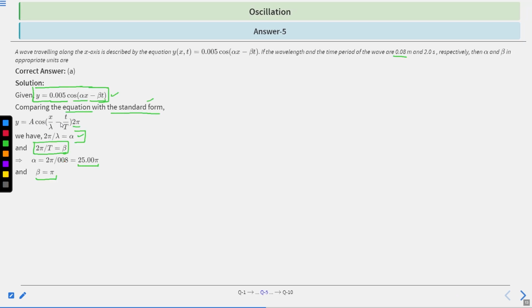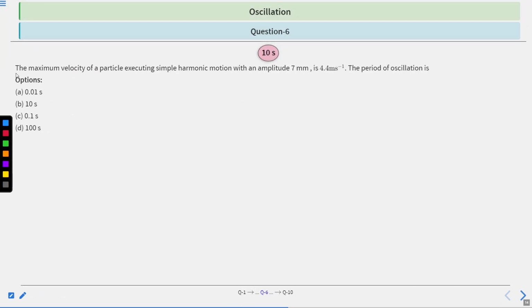Next question, question 6th. The maximum velocity of a particle executing simple harmonic motion with an amplitude of 7 mm is 4.4 meter per second. The period of oscillation is what? The options are: A, 0.01 second; B, 10 second; C, 0.1 second; and D, 100 second. Which option is correct? You have 10 seconds to solve this question. After 10 seconds, we will provide the solution.